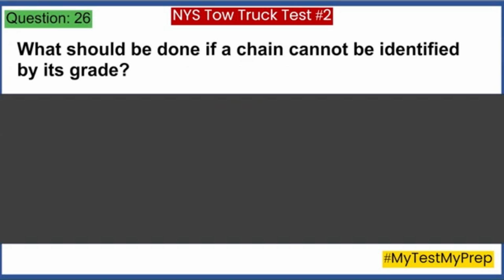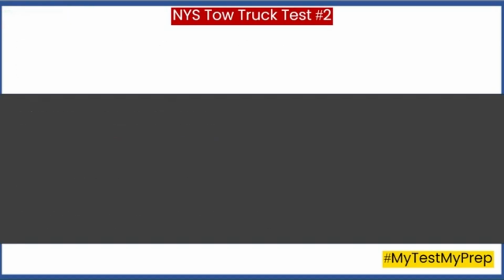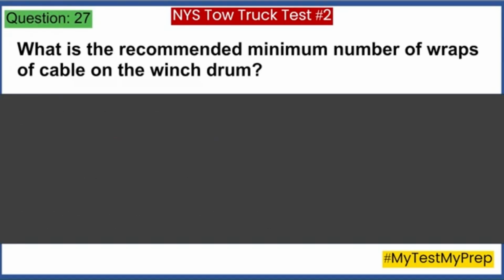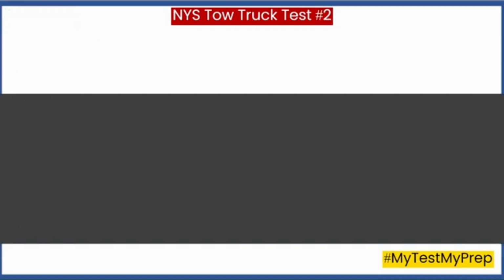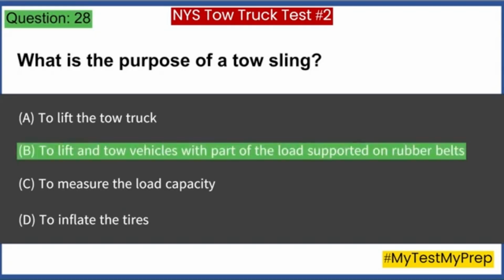What should be done if a chain cannot be identified by its grade? Discard and replace the chain immediately. What is the recommended minimum number of wraps of cable on the winch drum? 3 to 5. What is the purpose of a tow sling? To lift and tow vehicles with part of the load supported on rubber belts.